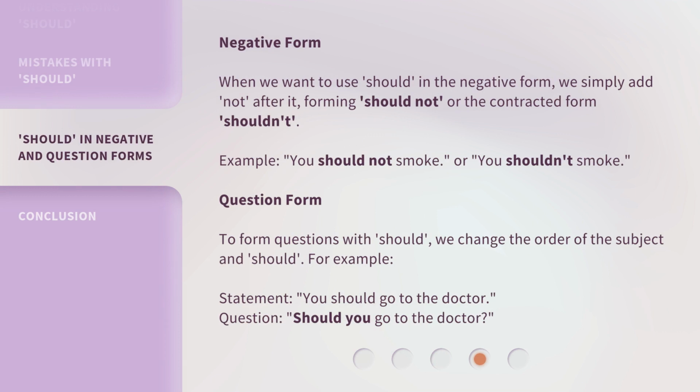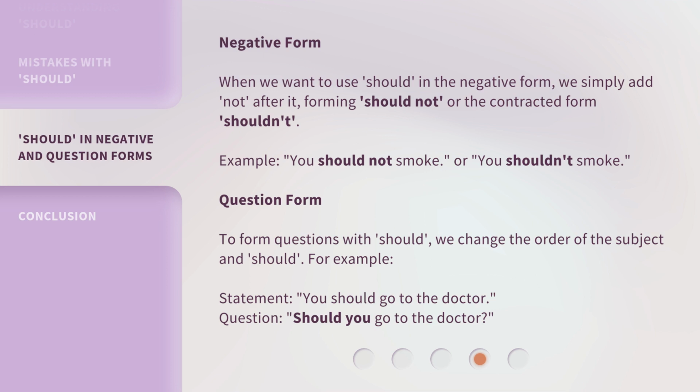Negative form. When we want to use should in the negative form, we simply add not after it, forming should not, or the contracted form shouldn't. Example: you should not smoke, or you shouldn't smoke.